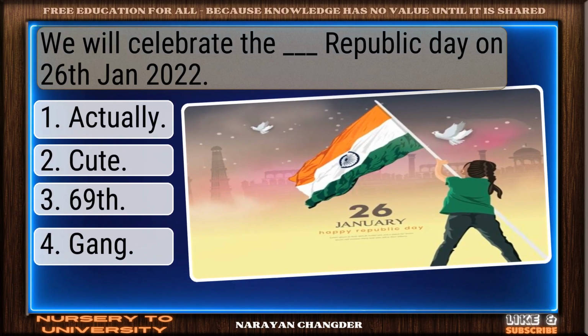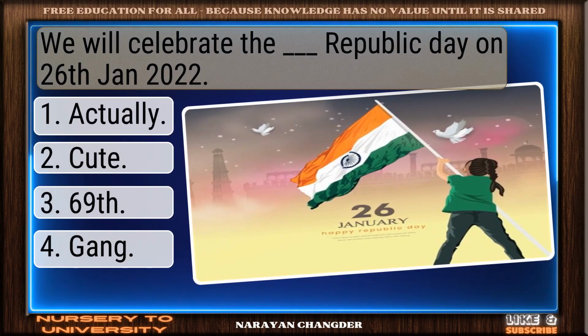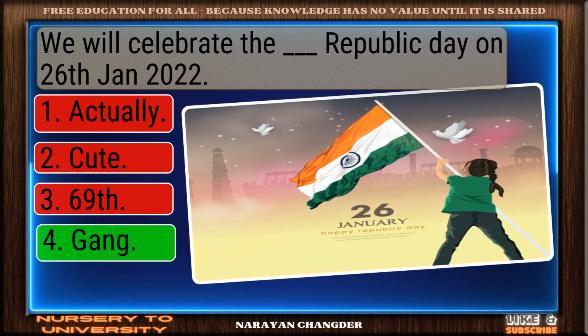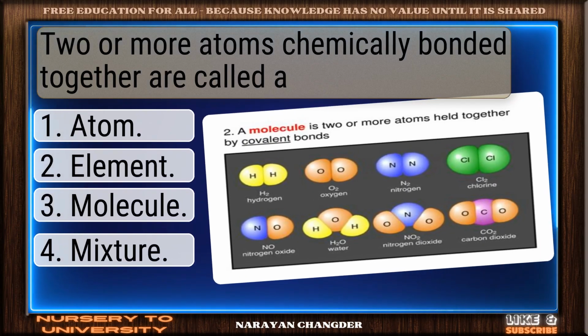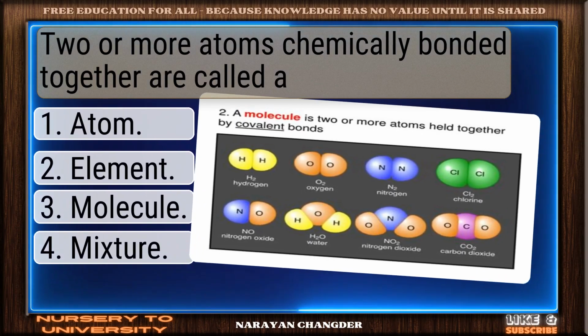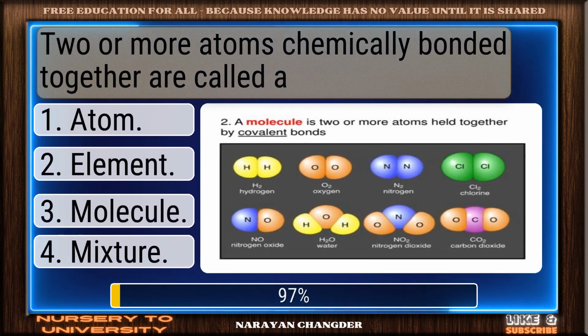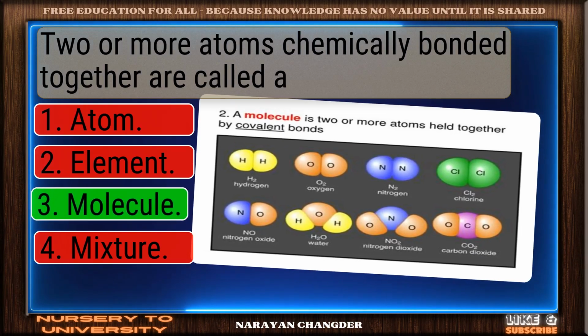Question number 106. We will celebrate the Republic Day on the 26th Jan 2022. Well reasoned. Gang is the correct choice. Question number 107. Two or more atoms chemically bonded together are called a? Nice selection. Molecule is the correct and valid answer.